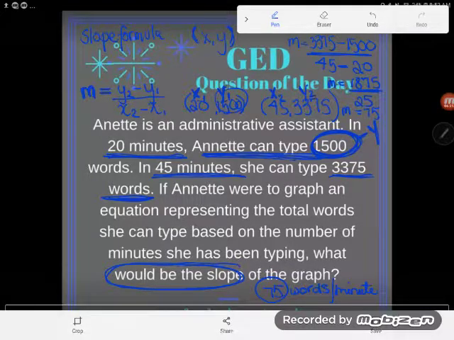Okay, great. Super typical GED problem. You'll have something like this, even if it's not about words per minute, but it's about something per something. So make sure that you understand this problem.